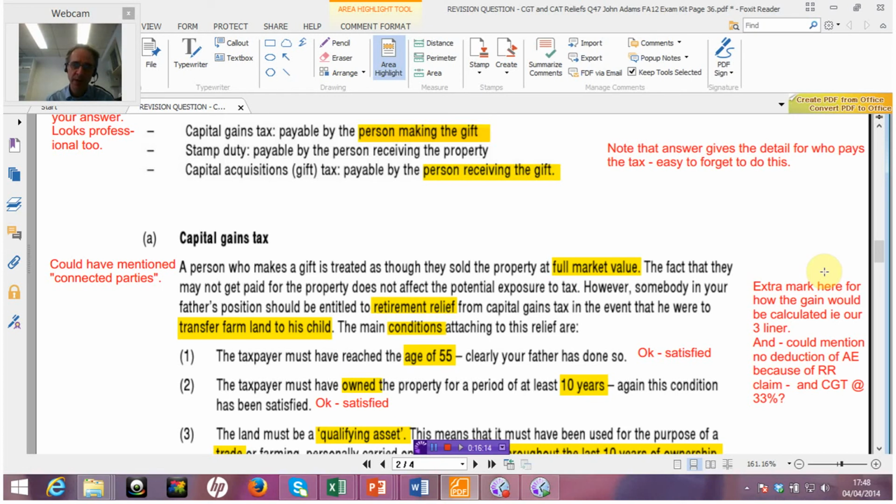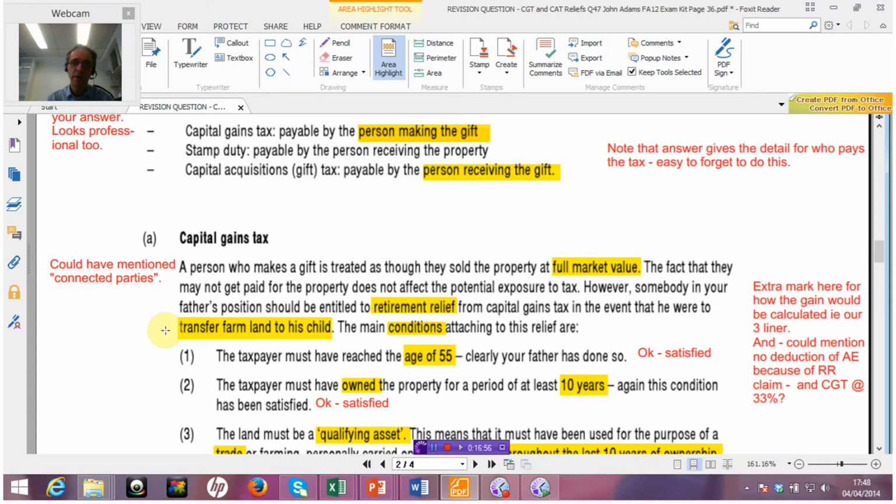Do bear in mind that the CGT section of this particular question is only worth 5 marks, so we need to be quick and accurate. We can't write 2 pages for CGT, certainly not. But I do think there's an alternate way to come at this first paragraph. I like what they've done, but maybe there's a mark to be had for simply saying that it would be proceeds less cost equals gain, that perhaps no AE would be available because of the possible retirement relief claim, and that CGT would be payable at 33%. So let's do the simple things first when we introduce, and then move on to the more difficult things.